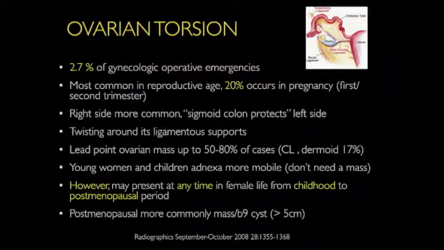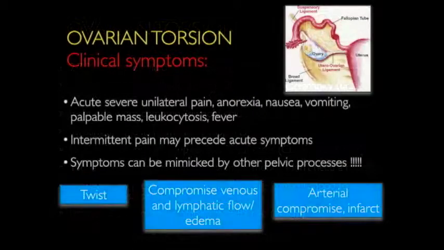However, in very young children or young adults, as well as young women, because of their very actively ovulating ovaries, and they also have more ligamentous laxity, they don't really have to have a mass to have the ovary torse. However, ovarian torsion can actually present at any time of female life, from childhood to postmenopausal period. And in the postmenopausal patients, we're more commonly looking for a mass, and the most common mass is actually a physiologic cyst. So what are the clinical symptoms?